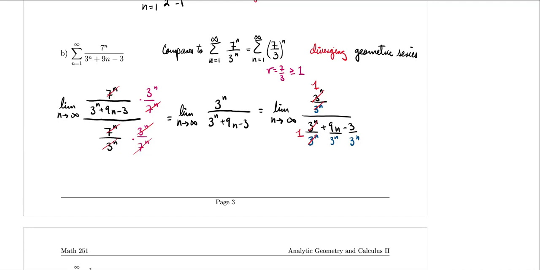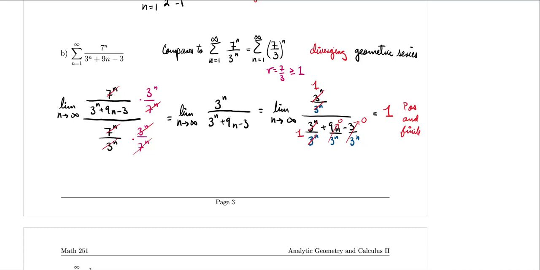However, as we let n go to infinity, we know that the 3 to the n is growing much faster than 9n. So this one's going to go to 0, and this one is going to go to 0. So once more, it seems like our limit here is 1. Now, is that a good value? Yes, it is. This one here is positive and finite, so we can go ahead and use the limit comparison test.